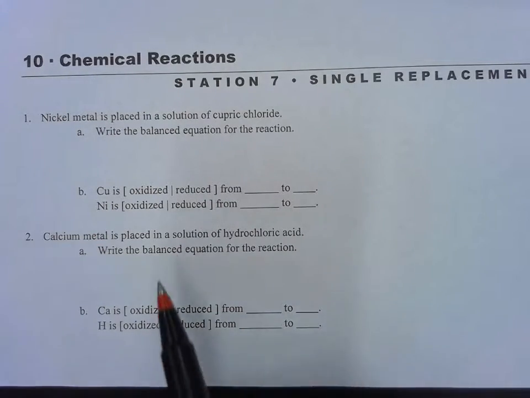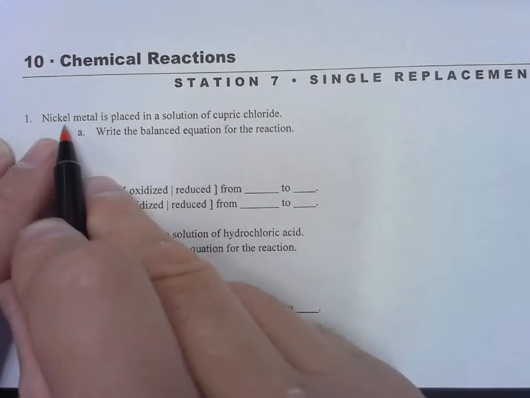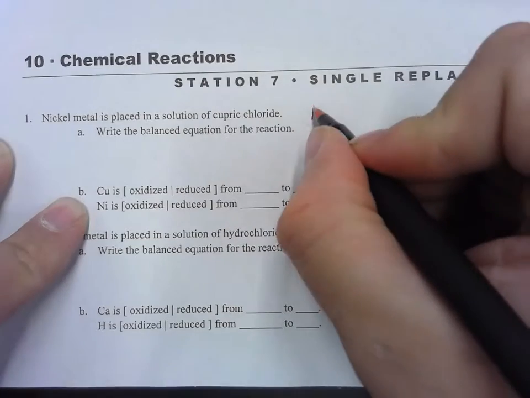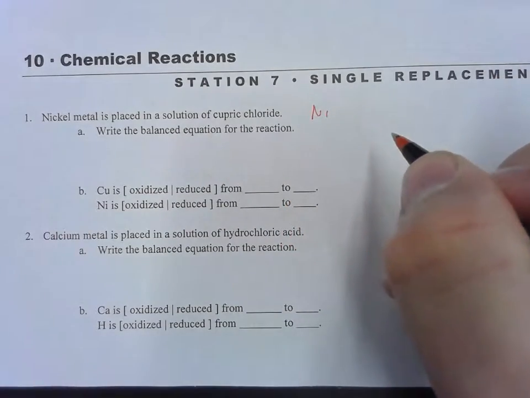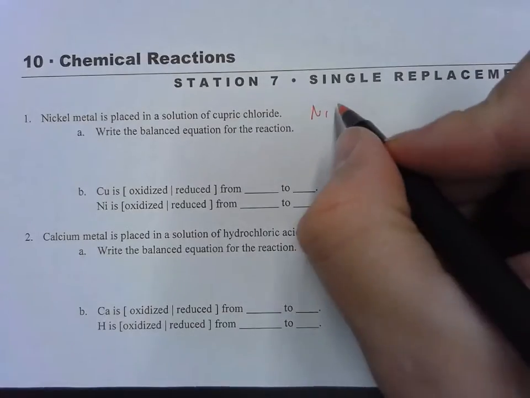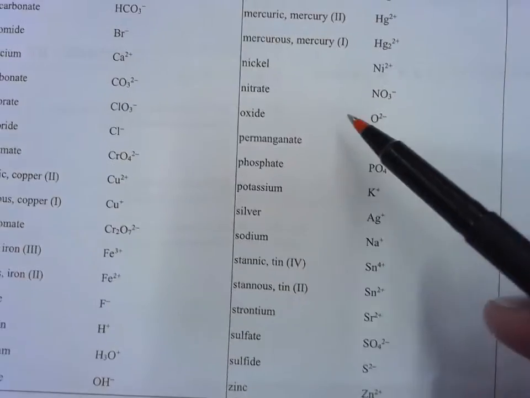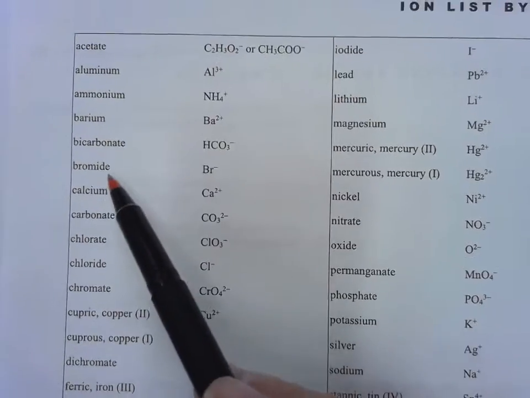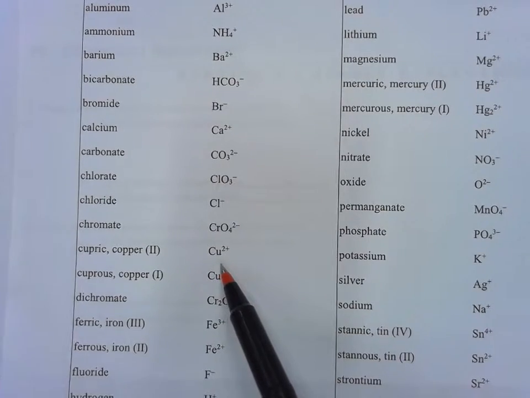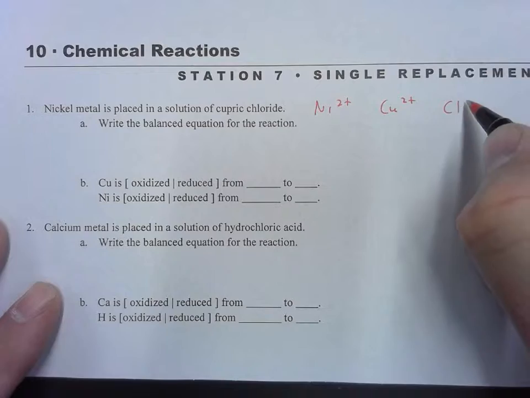Okie dokie, let's do the next one. Station 7, more single replacement. Nickel metal is placed in a solution of cupric chloride. So nickel, whenever it forms an ion, forms a +2. And cupric chloride is just a fancy way of saying copper 2 chloride. So you've got Cu2+, and chloride forms a -1.